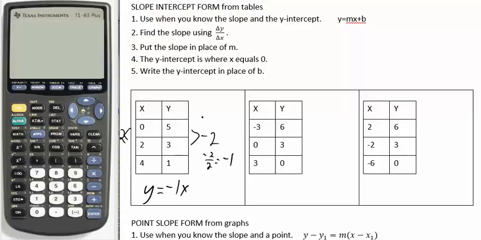And then the y-intercept is when x equals 0. So we're going to put that 5 in place of b.